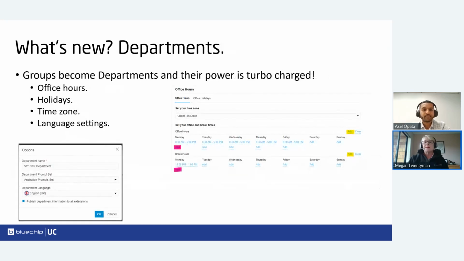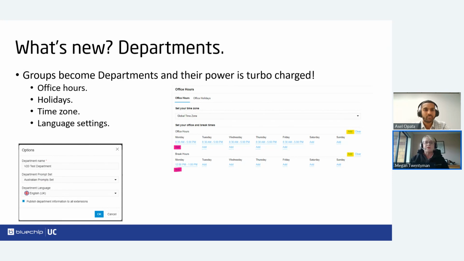So departments, we've talked about departments going to be turbocharged for version 20, and they really have been. They become the heart of your 3CX system. This is where things like your office hours, your holidays, your time zone, your language settings become really, really important. And that's good for people that have instances that cross time zones, that cross countries. They might have a support desk in another part of the world, and they're looking after that part of the world with a completely different language.